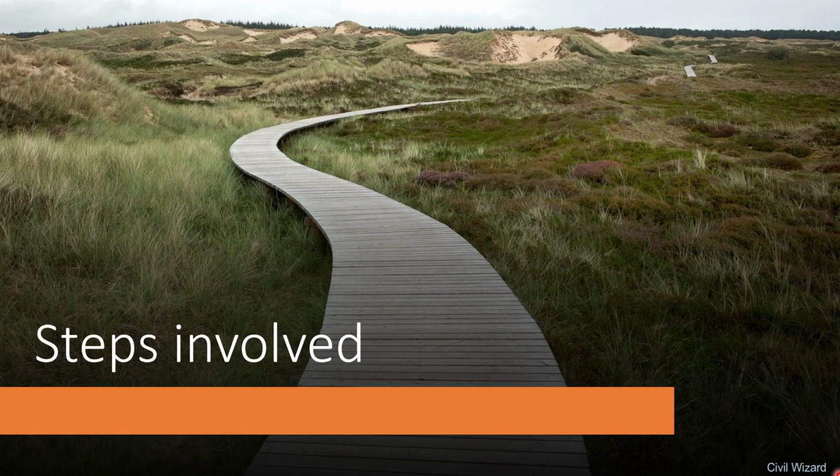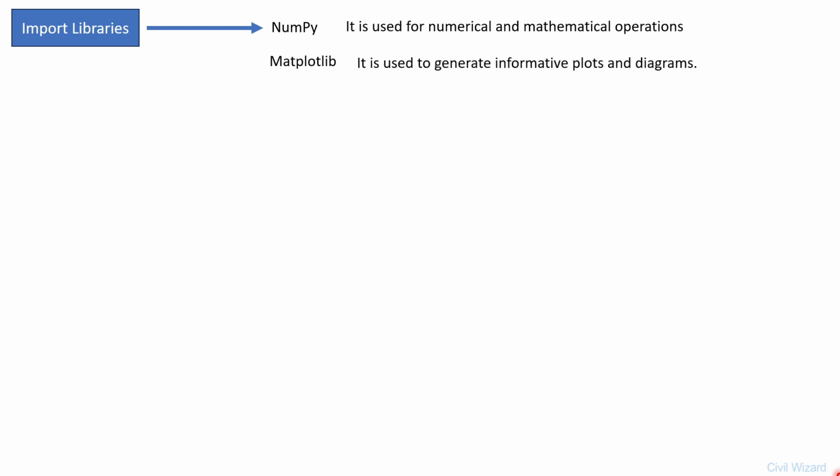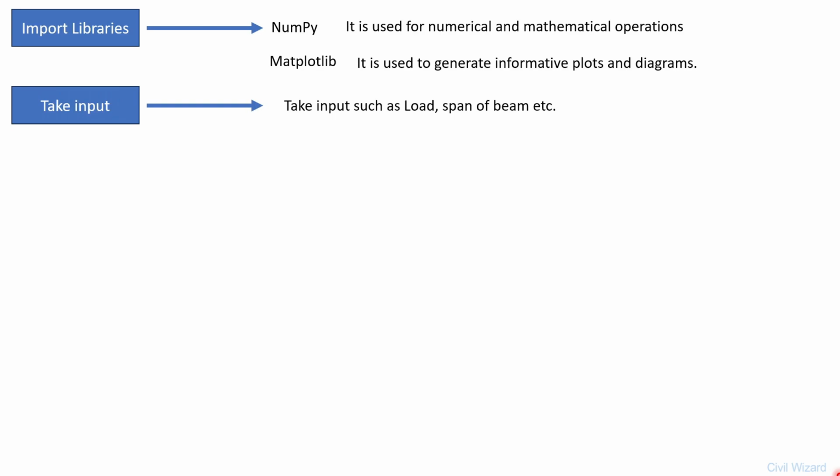Now let's learn some steps that we have to do in the coding section. First, we have to import libraries, and we will import two libraries, NumPy and Matplotlib. NumPy is used for numerical and mathematical operations, whereas Matplotlib is used to generate informative plots and diagrams. After importing libraries, we take input from the user, such as load, span of beam, etc.